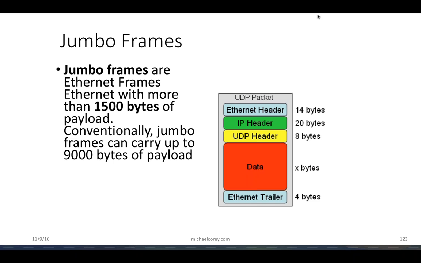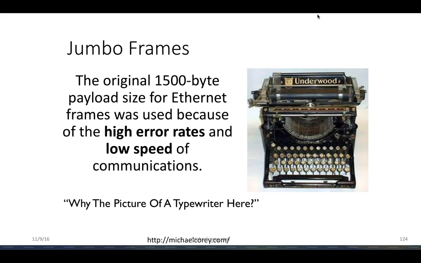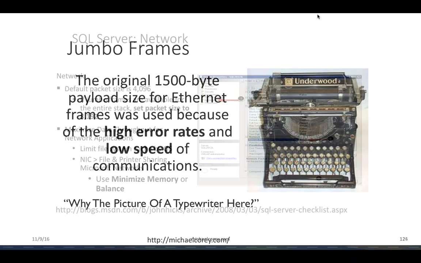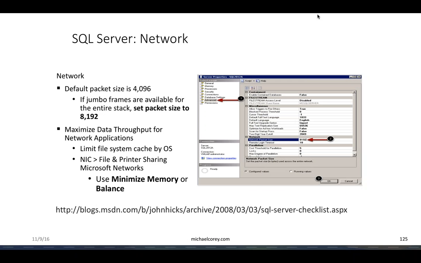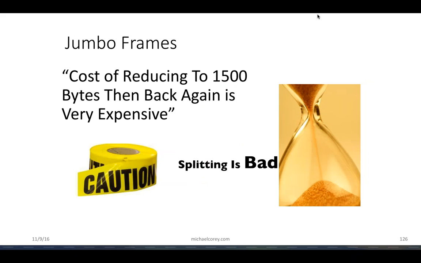So jumbo frames are 1,500 bytes. It came about because the old networks couldn't handle anything faster than 1,500 bytes. If your network can support jumbo frames, you should absolutely use it. In the case of SQL Server, you can have a max packet size that's optimal of 8192 out of the 9,000 bytes. And if your system supports it end-to-end, you will get better performance.